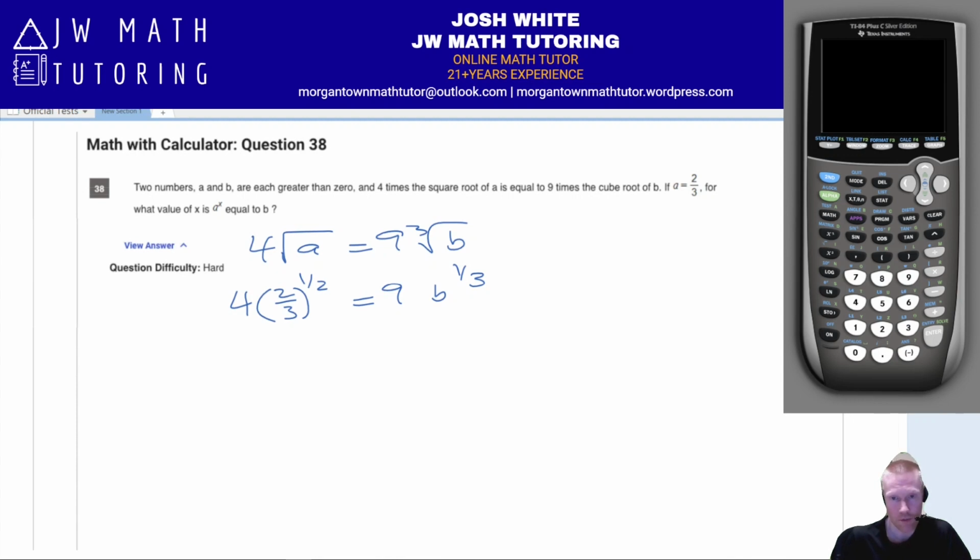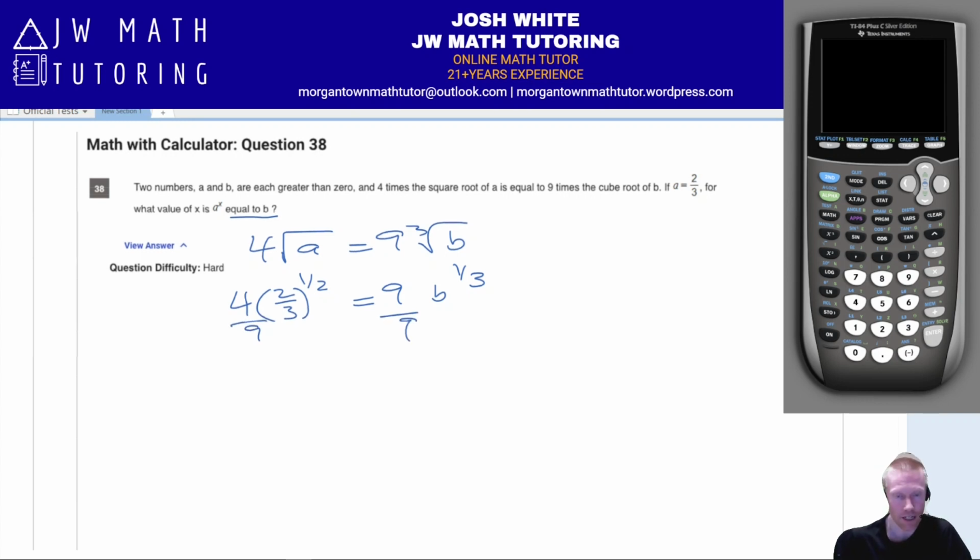So again, all I've done so far is set up the equation based on what they told us, plug in the value for a, and rewrite the radicals as rational exponents. Now it says, what value of x is a to the x equal to b? What that means is we rearrange this equation, with a being 2/3, and what we get on the other side is what b is equal to. Or excuse me, I have that backwards. They want to know what's equal to b. We want to solve this for b. In other words, we want to get b alone by itself, and then whatever number we end up with for the exponent on the other side is what we're going to put down as our answer. So we need to solve this for b.